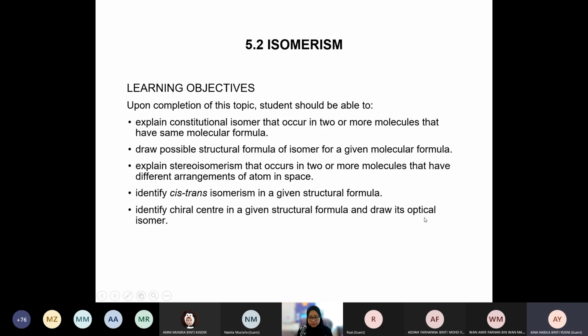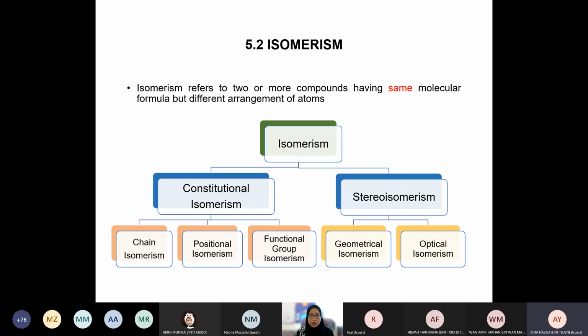Okay, all right, so let's continue with 5.2, isomerism. Okay, so these are the learning objectives that you should know for this subtopic. Make sure that you cover them all. Okay, so isomerism refers to two or more compounds having the same molecular formula but different arrangement of atoms.